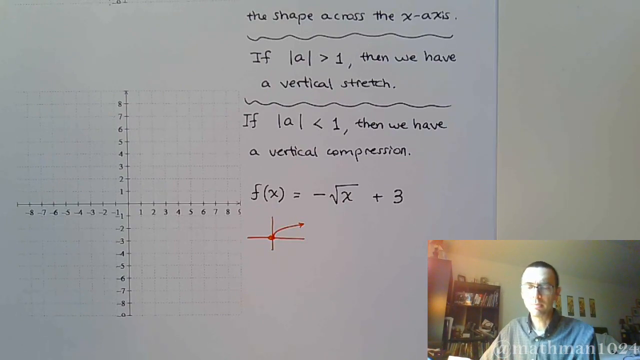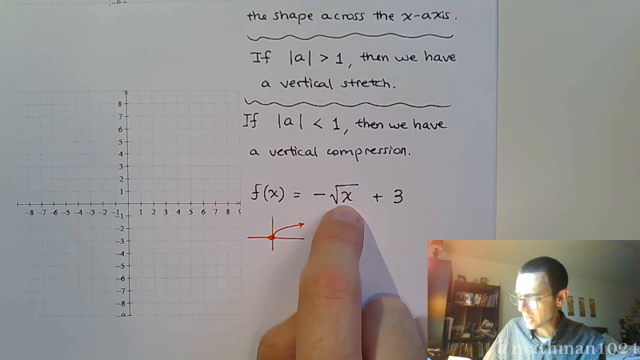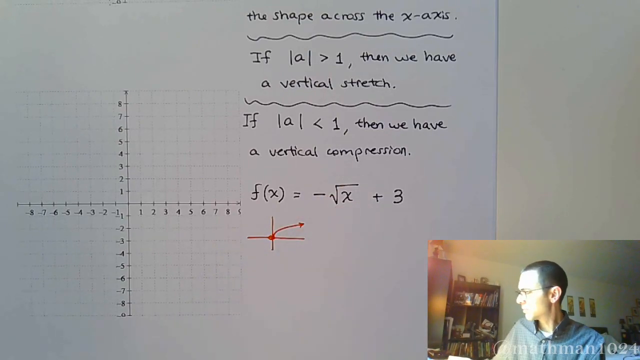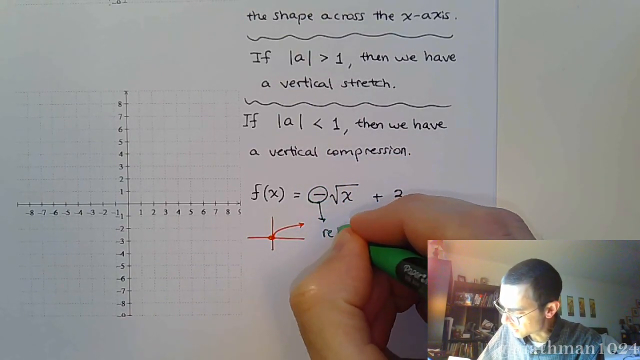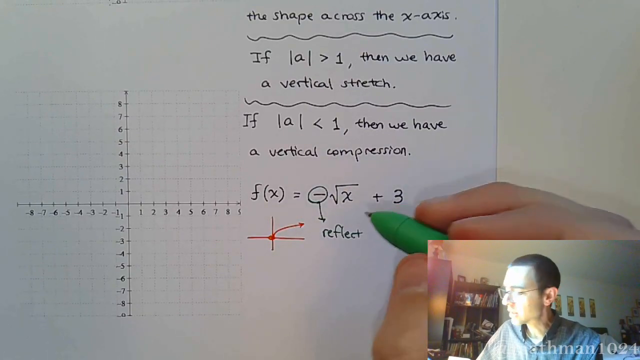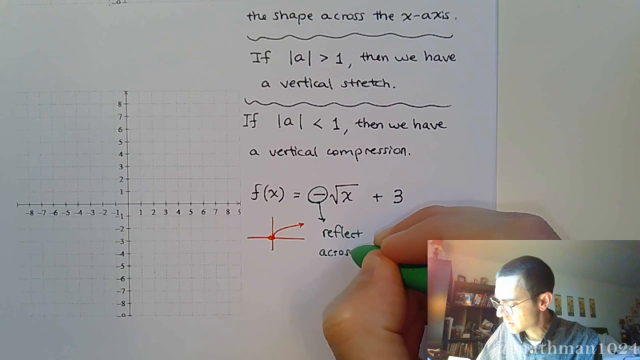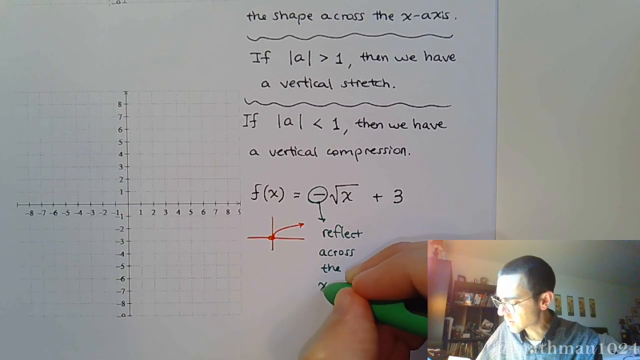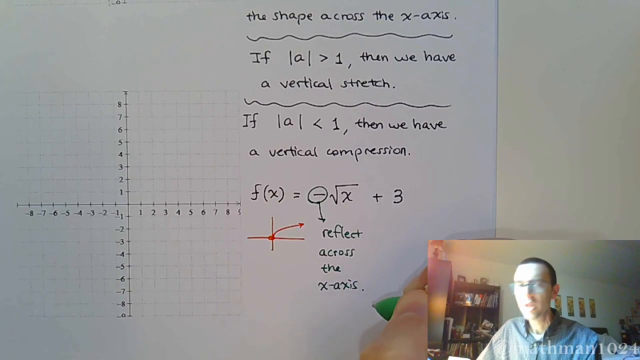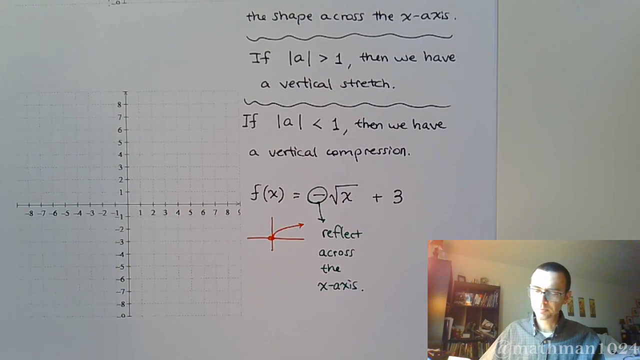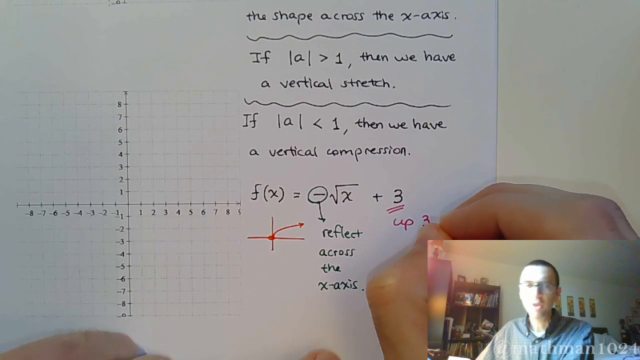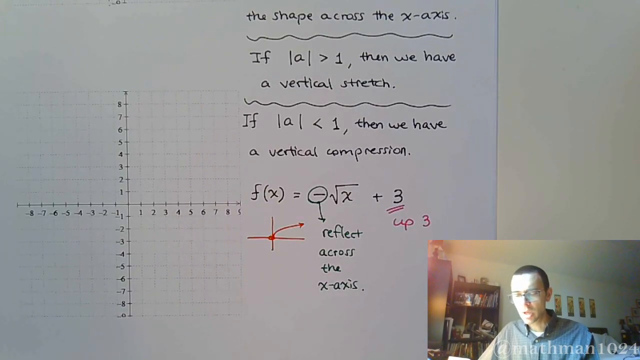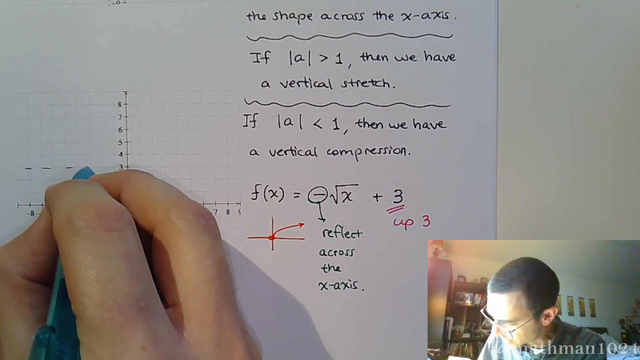What does the rest of this mean? So there's nothing inside here that's going to tell us to shift left or right, but there is this negative. And this negative means that you're going to reflect this shape across the x-axis. In other words, you're going to turn it upside down. And the plus 3 that's here on the end means you're going to go up 3. So we didn't move left or right, but we are going to go up 3.